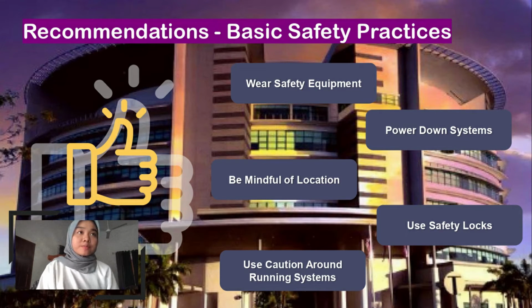Recommendation. There are 5 basic safety practices that need to be followed when doing system maintenance. The first one is wear safety equipment. The second one is power down systems. Third one is be mindful of location. The fourth is use safety locks, and the last one is use caution around running systems.